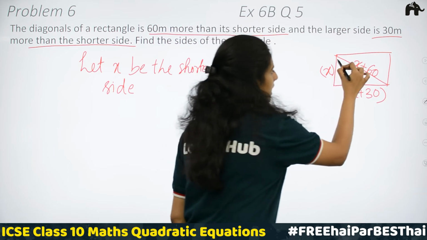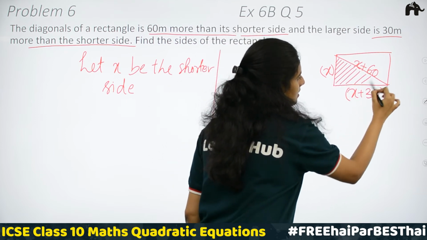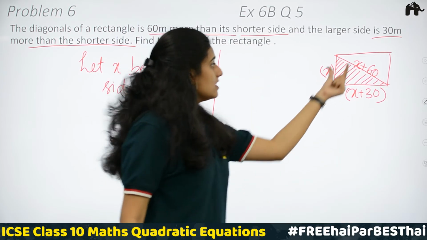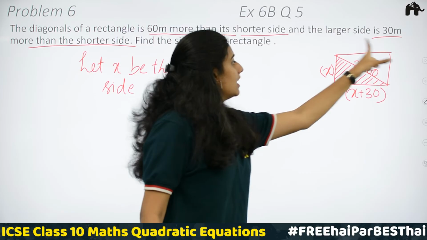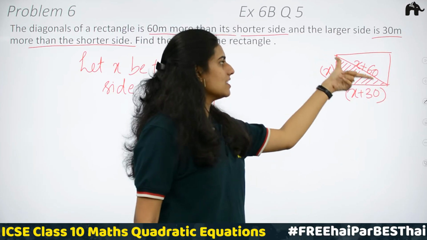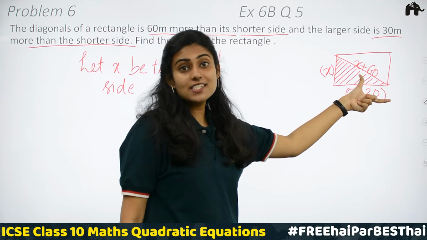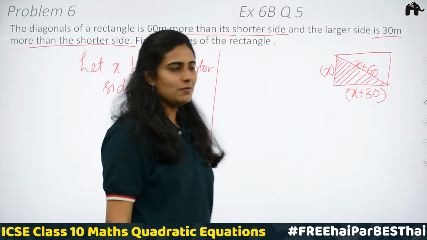Now, when you take this part, this is a right triangle, right? This is a right triangle. Here this x plus 60. What is x plus 60? Diagonal of the rectangle. But when you take this as the right triangle, x plus 60 is the hypotenuse. Now we can easily apply the Pythagoras theorem in this case.